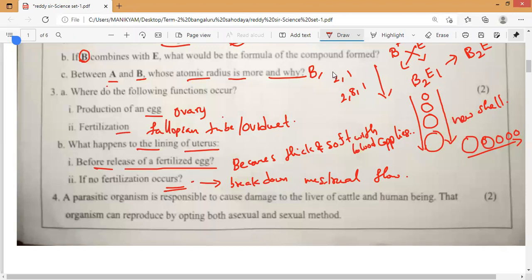So before release of a fertilized egg, what will happen? Blood capillaries will start forming on the walls of the uterus and make it thick and soft to allow the implantation of the egg, or to hold the egg on the walls of the uterus. That is what you have to write for the first question.